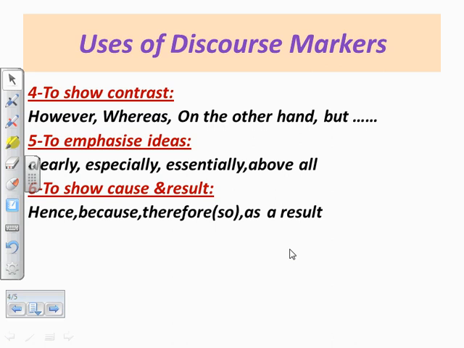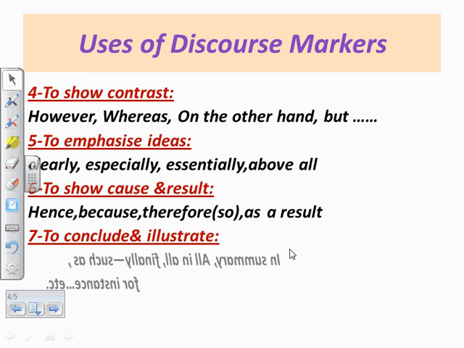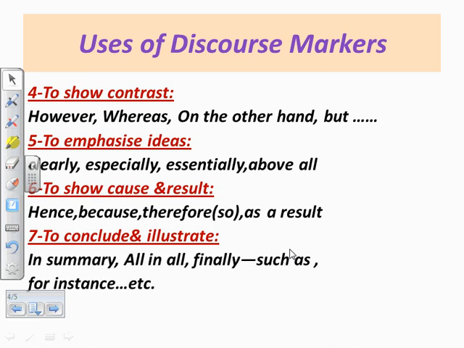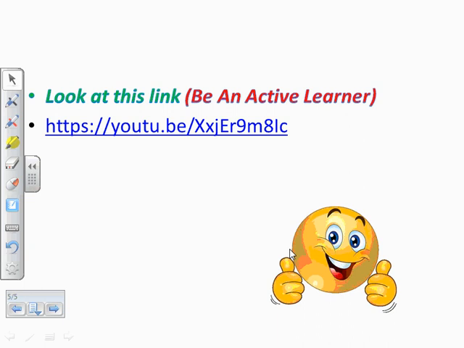As a result. To conclude and illustrate, illustrate means explain more, like, in summary, all in all, finally, this is to conclude, to end something. To illustrate means such as, for instance, means for example, and so on.